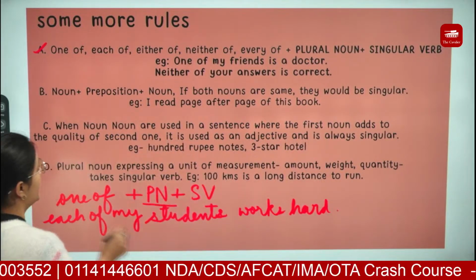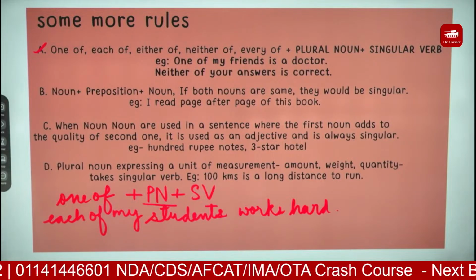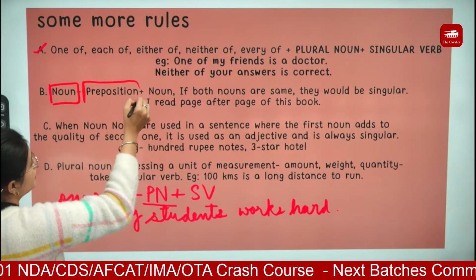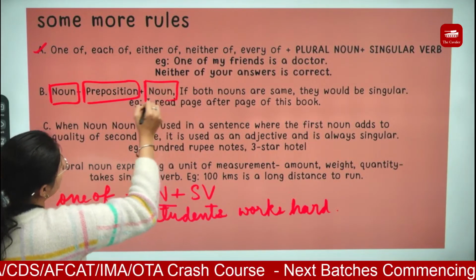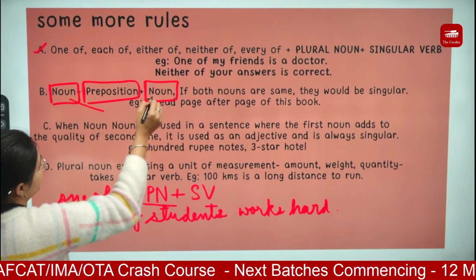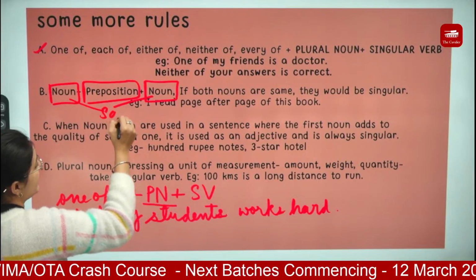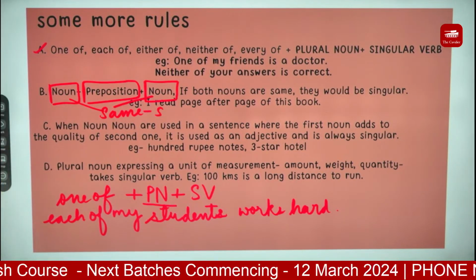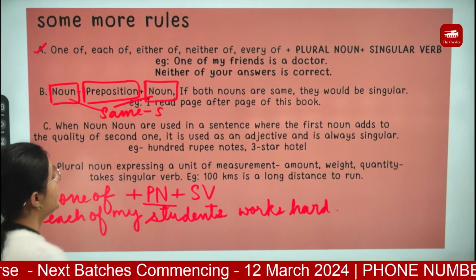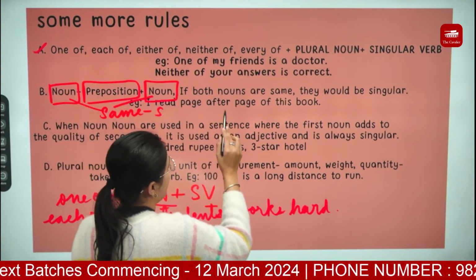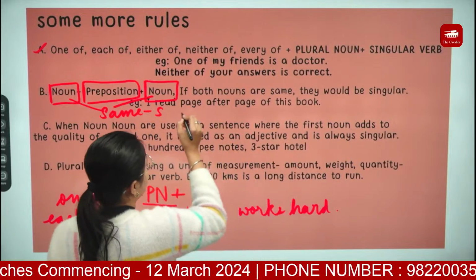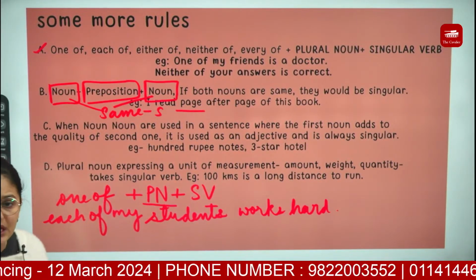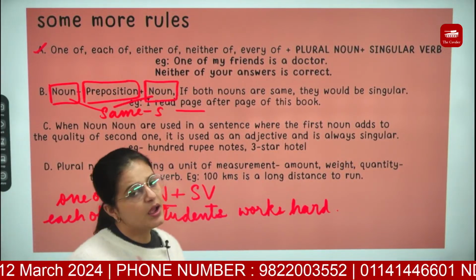Now the second one. Whenever there is a noun followed by a preposition and the same noun again, it is always going to be singular. For example, I read page after page of this. It could not be pages after page. It is going to be page after page.